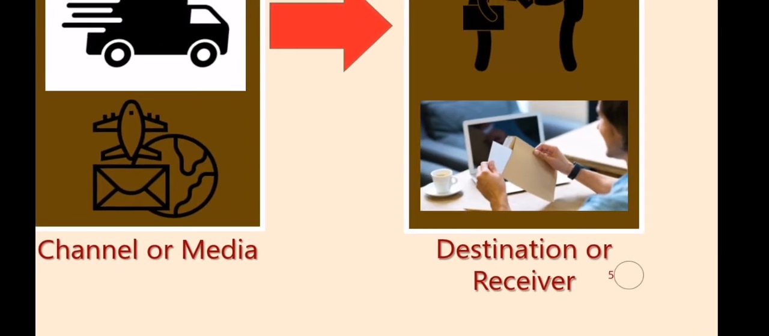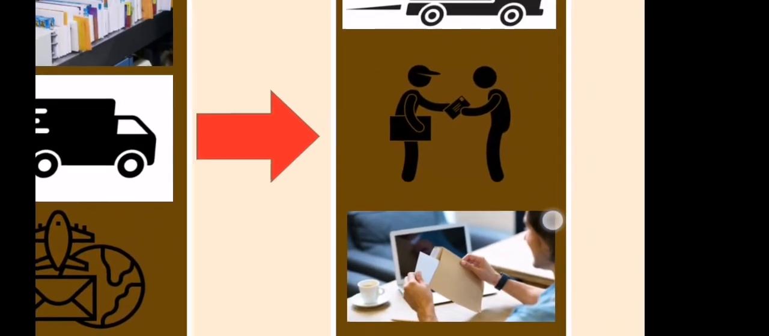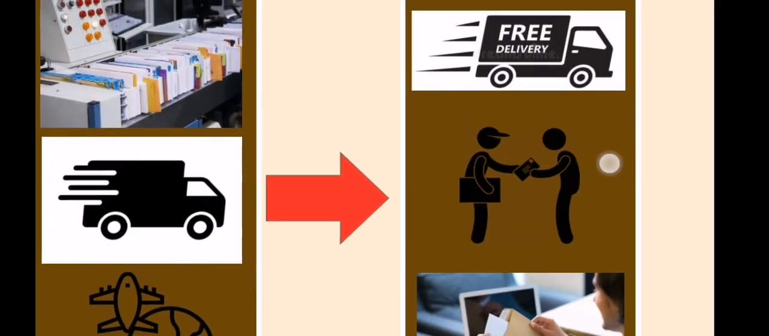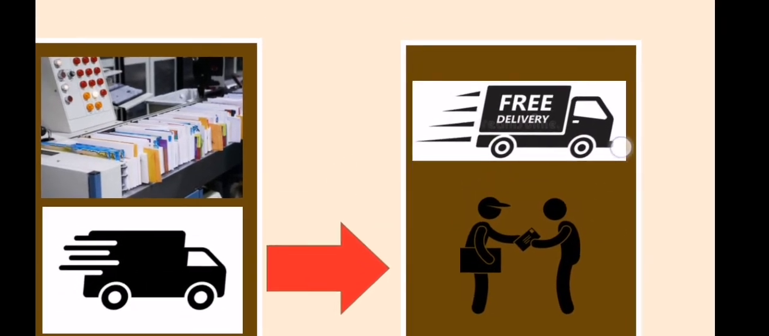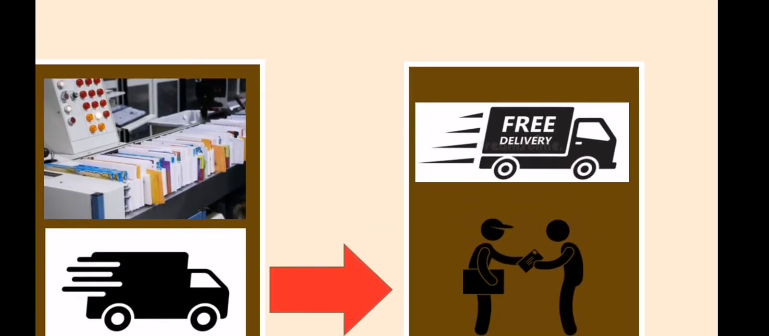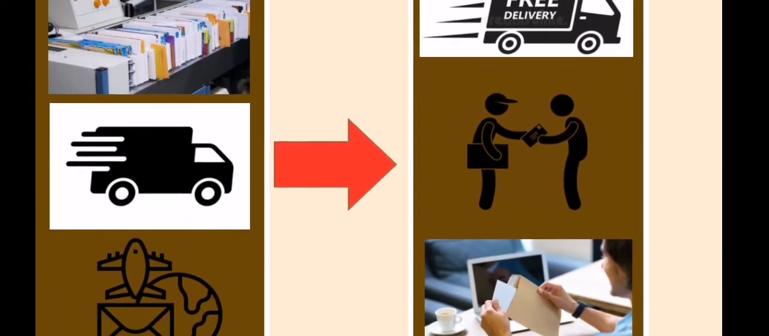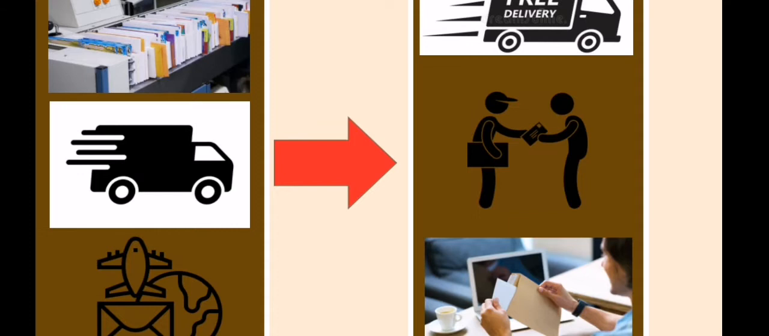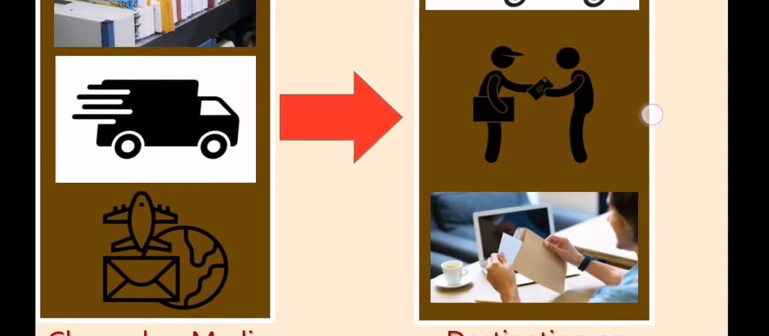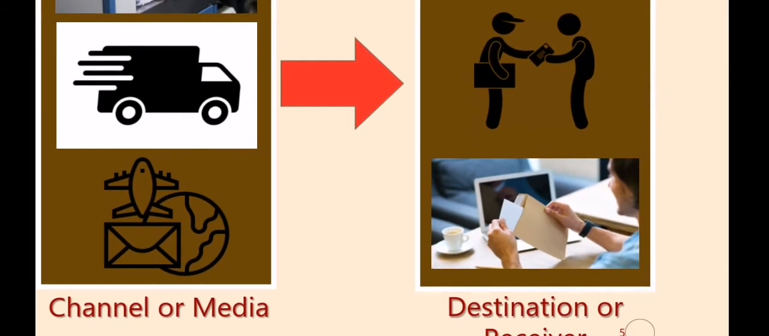Next, we have the destination or receiver. The carrier transports the letter to the post office. The letter is then sorted and delivered to the recipient's mailbox. The receiver picks up the letter, opens the envelope, and reads it.